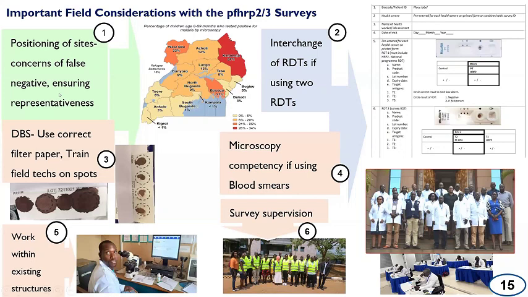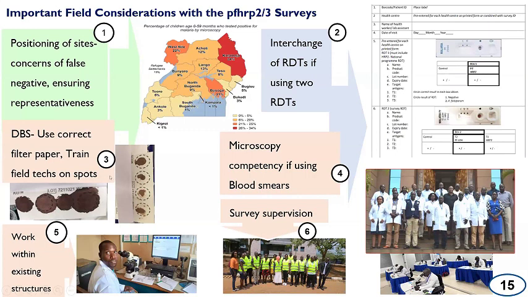It is important to position sites, especially where you have concerns of false negative RDTs, but these sites must also be representative depending on your malaria situation and transmission intensity in your country. These are the standard WHO record forms where you record results of HRP2 RDTs and the non-HRP2, but there is a tendency of interchange of results.